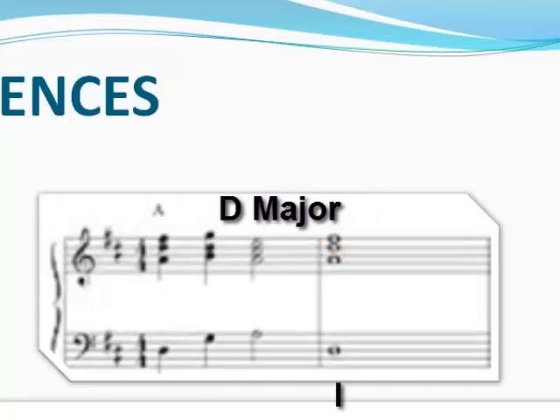Now let's look at the second last chord. It's an A major chord, which in the key of D major is a 5 chord. As we know, a 5 to 1 chord progression is a perfect cadence.